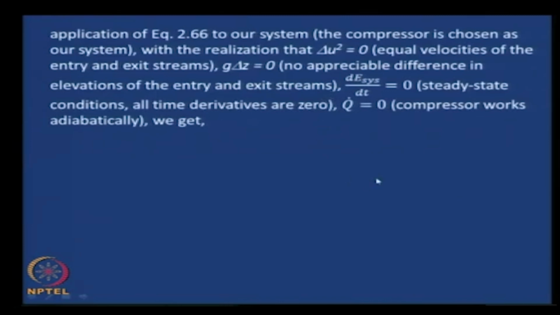Now, there are so many 0 terms. If you cancel out all those terms, what will remain of the balance is m dot times delta H hat. The kinetic energy term has gone to 0, the potential energy term has gone to 0. We are assuming no other energies in the streams, and d/dt of E system has gone to 0, q dot has gone to 0. So, the only thing that remains on the right hand side is minus Ws dot. So, m dot times delta H hat equals minus Ws dot. We will call this equation 268.